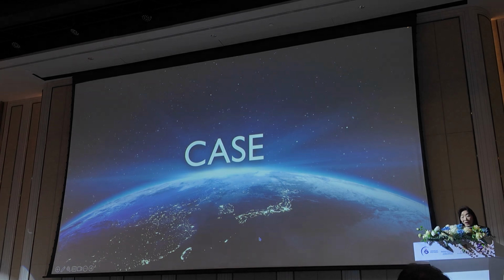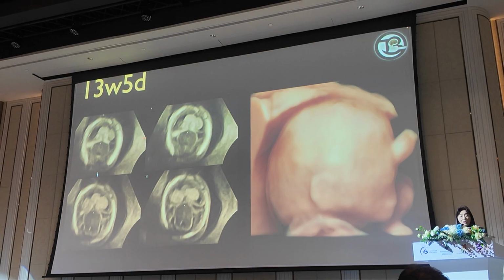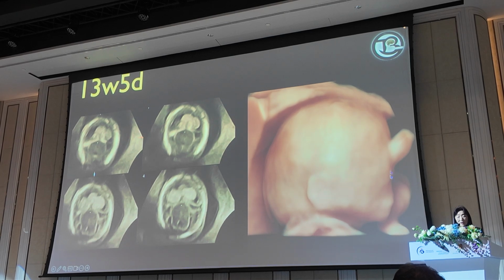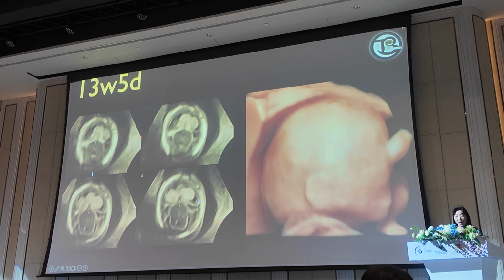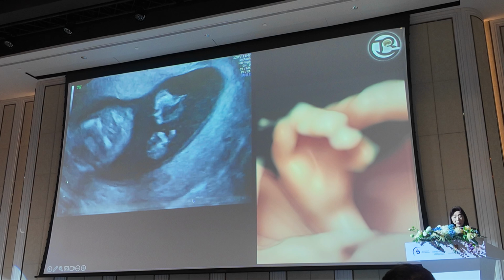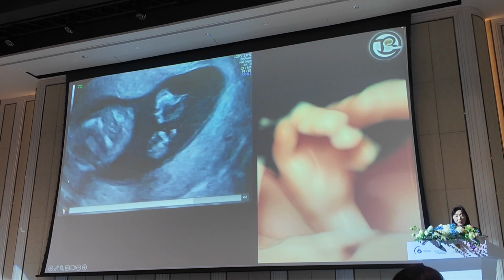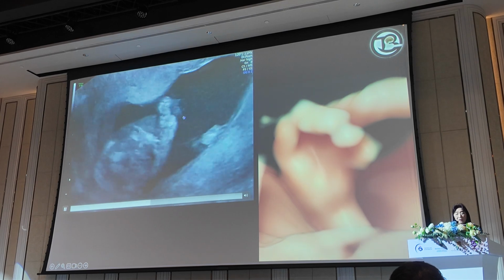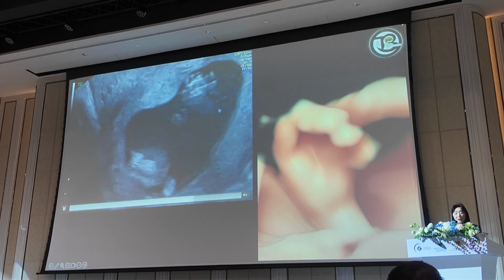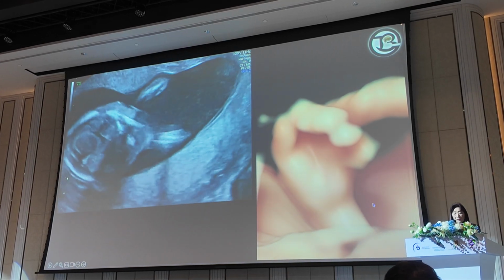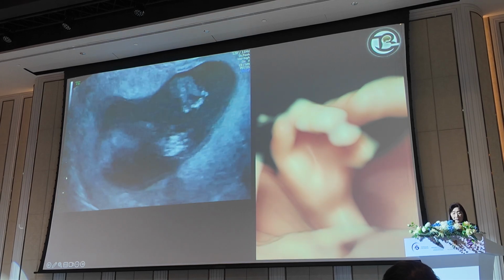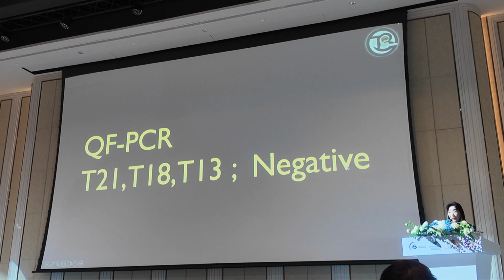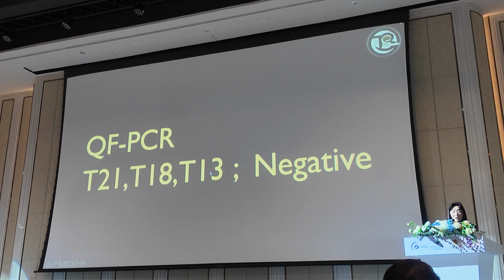And for the other genetic factors, the first case I'd like to show is at 13 weeks of gestation. You can see the proboscis and the holoprosencephaly, and then here you can see the polydactyly, and if you shake this baby, you can see here the polydactyly, out of the fifth finger, and maybe you think this might be trisomy 13, right? However, the qPCR was negative.